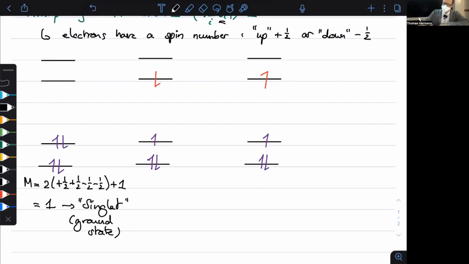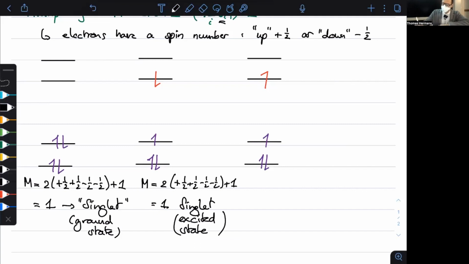Okay, this second case, the multiplicity. So we have 2 up and 2 down with the same stuff. So minus half, plus 1. Again, it's 1. So this is a singlet, but it's an excited state, right? So this could be, for example, S1. This could be S0.